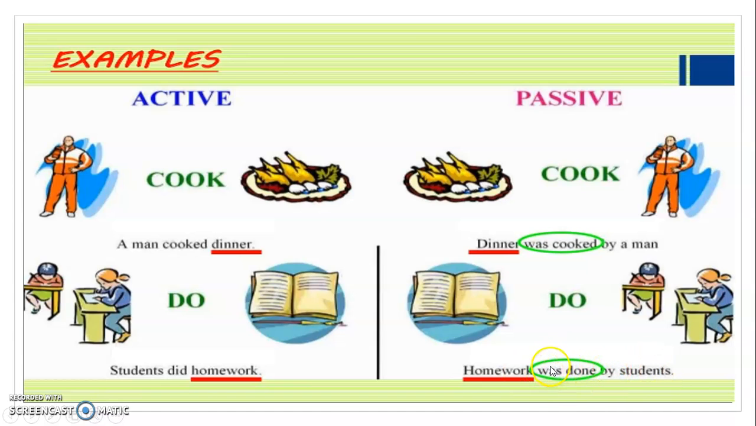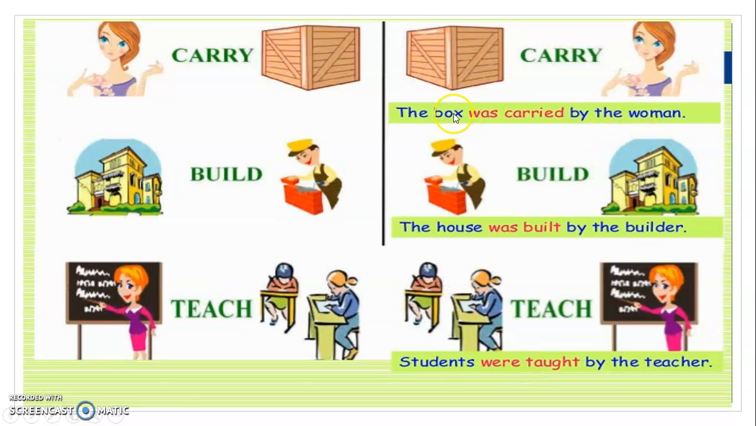So was or were depends on the object. We look at the object. If the object is singular, we put it as was. If it is plural, then it is were. Okay, example. The box was carried by the woman. The box, singular. The house was built by the builder. The house, singular. Students were taught by the teacher.